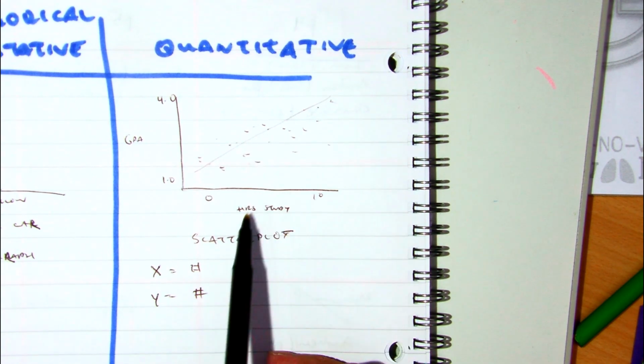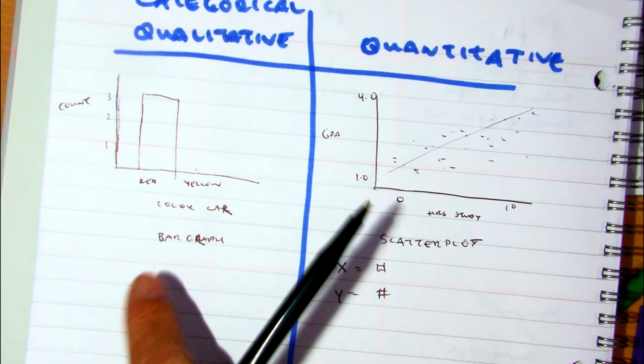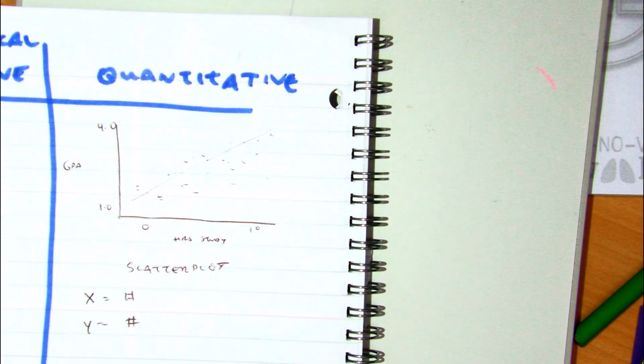If you don't have data that is quantitative and you have qualitative data and you try to put a scatter plot, it won't work. Okay, so that's why I'm going to point out the two of those.